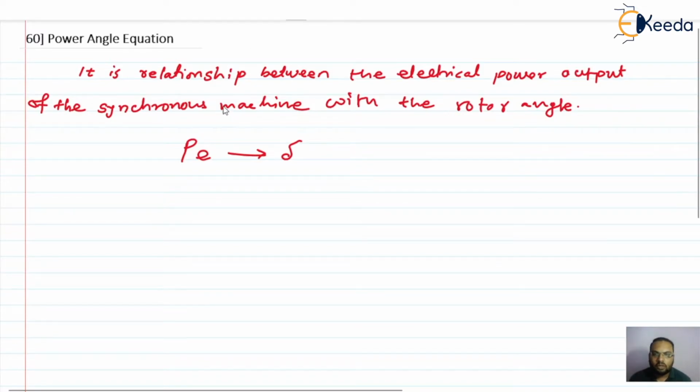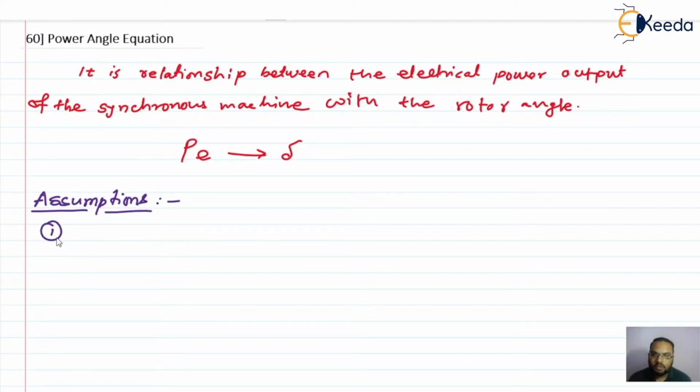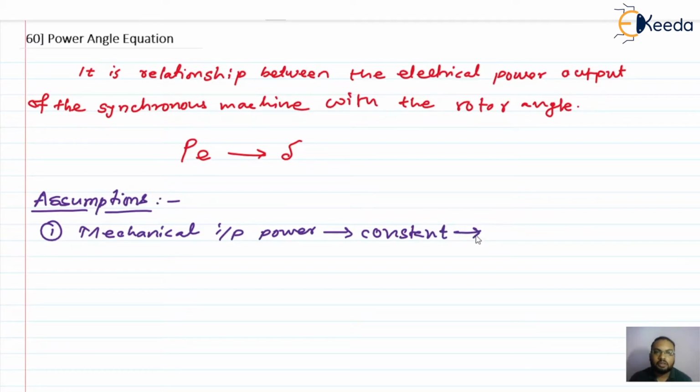So before we actually go to the derivation part of this power angle equation, let us discuss some assumptions which are going to be made to obtain the power angle equations. Okay, so let us discuss those assumptions here. The first assumption is that the mechanical input power is assumed to be constant during electromechanical transient period.